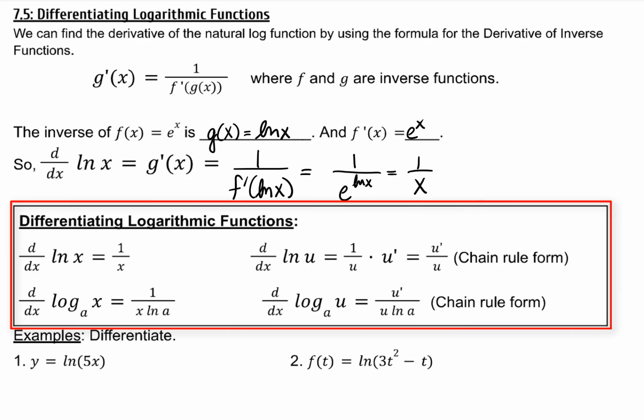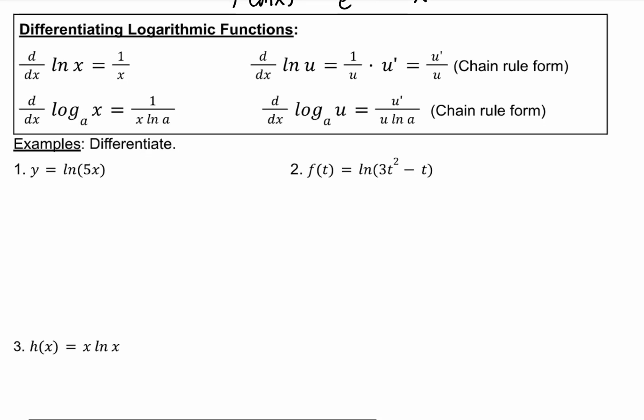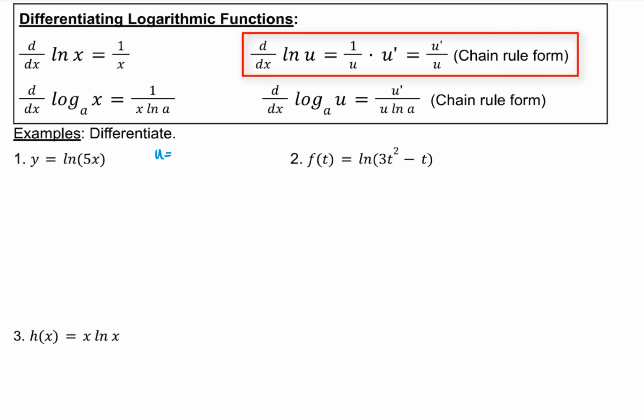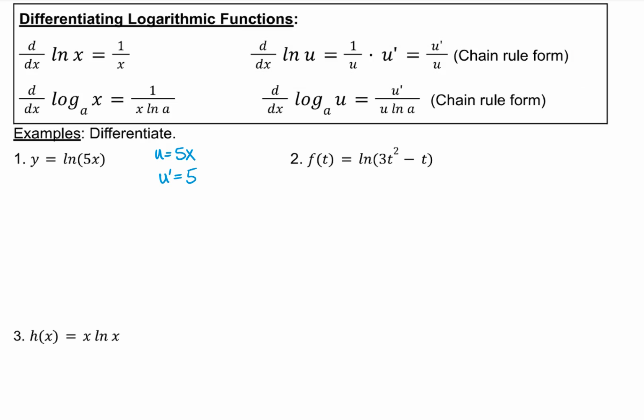Here we have our formulas. Let's go ahead and practice differentiating log. This is natural log of 5x, not natural log of x. So this is natural log of u. u is 5x, so u prime is 5. The derivative of ln of 5x is u prime over u.